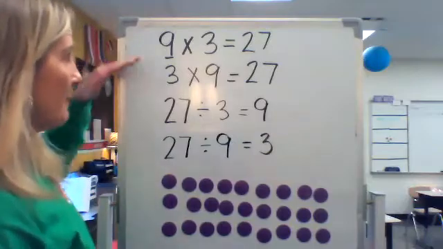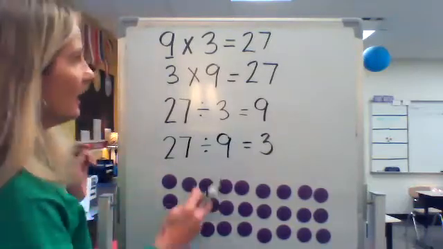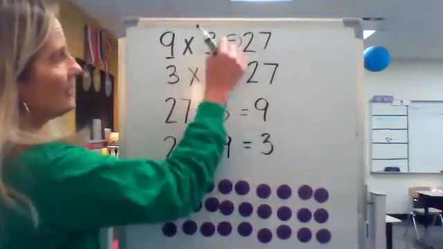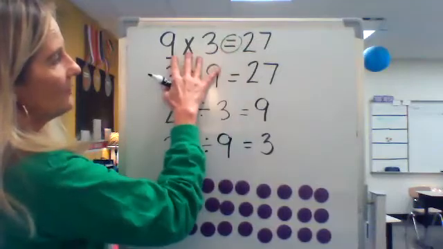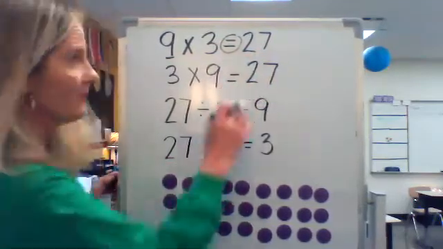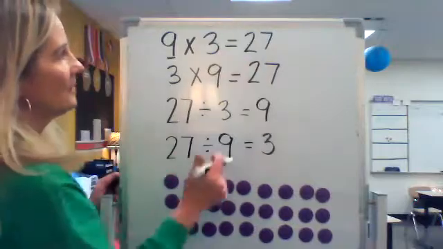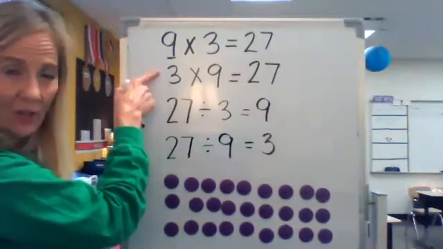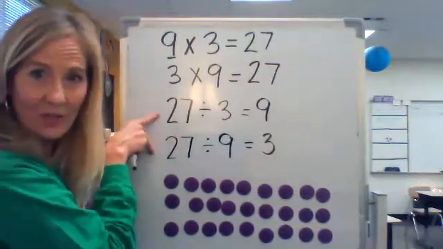A fact family is made up of 4 different equations. It's called an equation because each value that's on either side of the equal sign is equal. So it's called an equation. I've got 2 multiplication equations and 2 division equations.